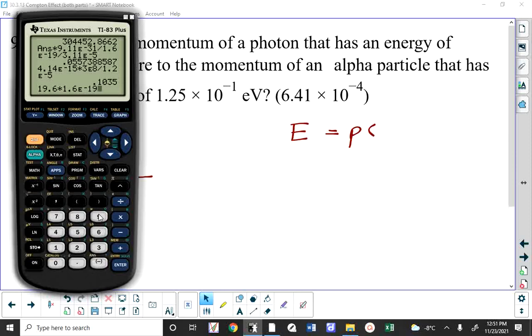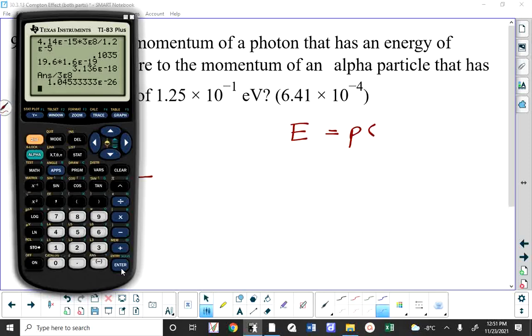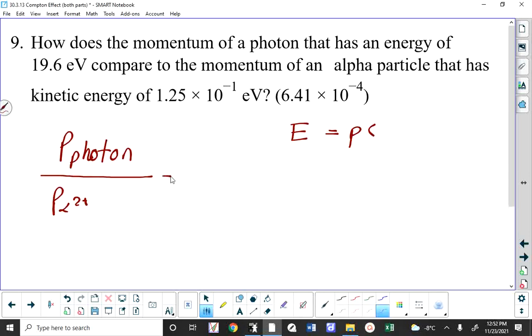So if I take the number of electron volts times that many joules per electron volt, this is the energy in joules of that photon, everyone. So if I divide that energy by the speed of light by using the formula on the right side of your screen, I get this momentum. So 1.045 times 10 to the negative 26. That would be newton seconds.